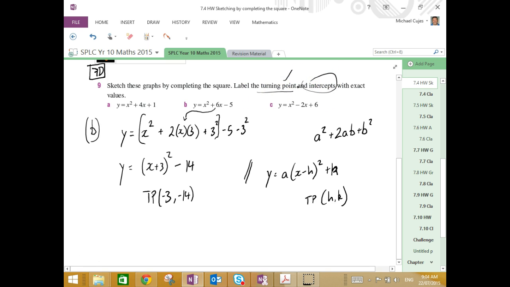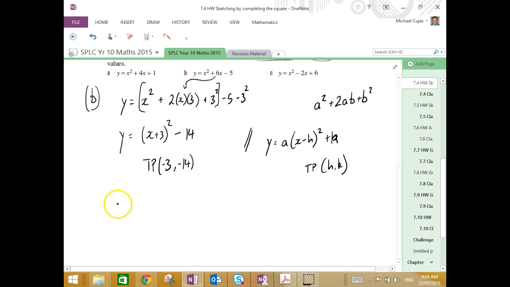I cannot yet label the intercepts though, can I? So let's work out what those intercepts are going to be. For the y-intercept, we always let x equal 0. So the y-intercept is just going to be 0 plus 3 all squared minus 14, which of course is going to be negative 5. Remember, we could have just got that from the original equation anyway, because we can see up there x squared plus 6x minus 5, we know that if x equals 0 in that one, negative 5, or the c value, is the y-intercept.